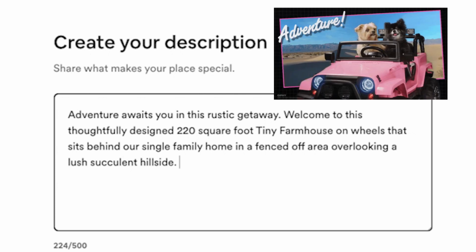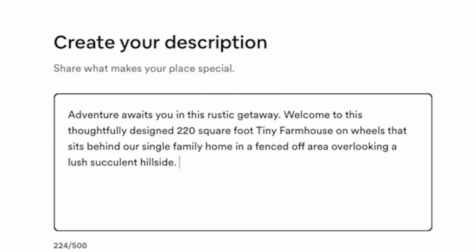So for instance, here I have adventure awaits you in this rustic getaway. Welcome to this thoughtfully designed 220 square foot tiny farmhouse on wheels that sits behind our single family home in a fenced off area overlooking a lush, succulent hillside. So you want to make sure that you let them know where they will be staying and be completely honest about your listing as much as you can. So I'm letting them know it's 220 square feet. It's very tiny. And in details later, I'll actually describe it's 8.5 by 26 feet. So it's important to be accurate.